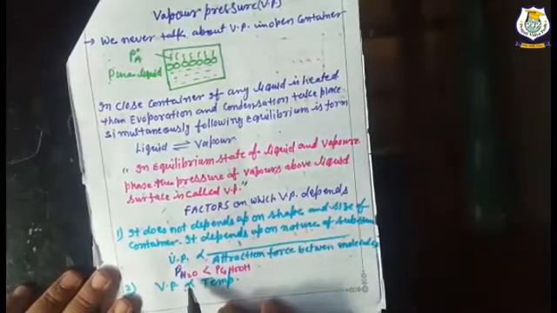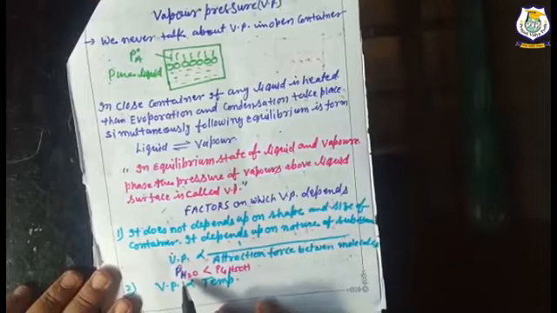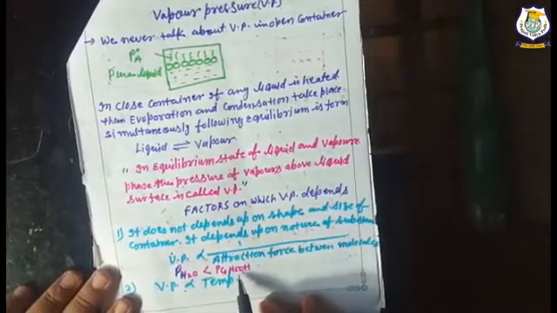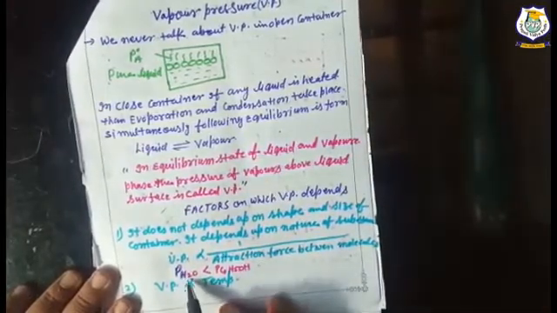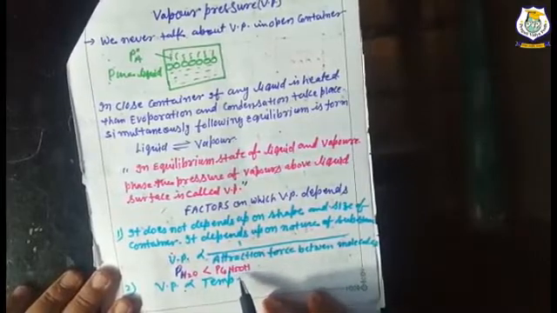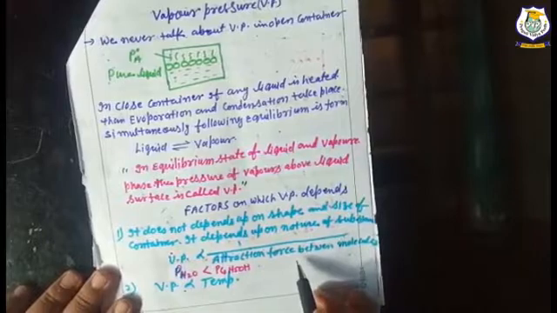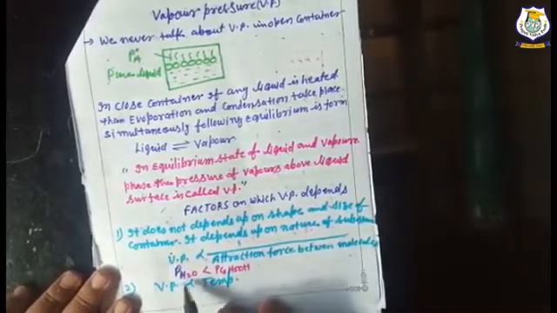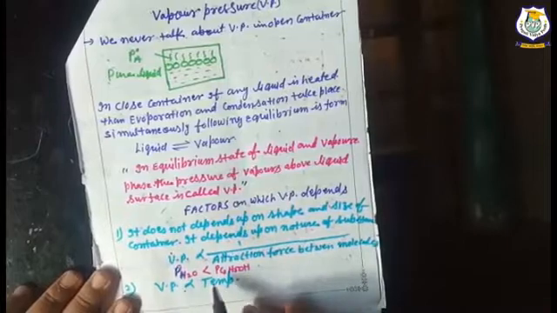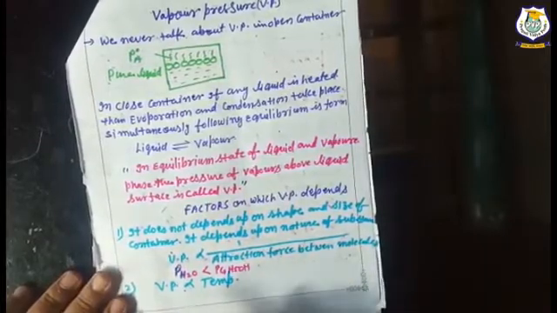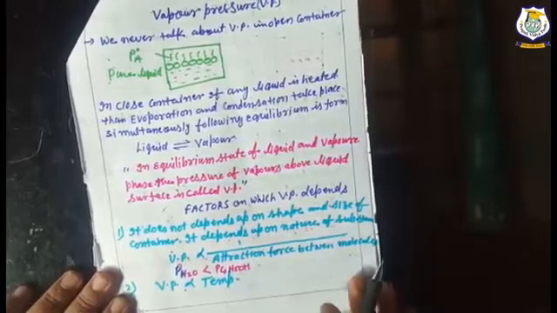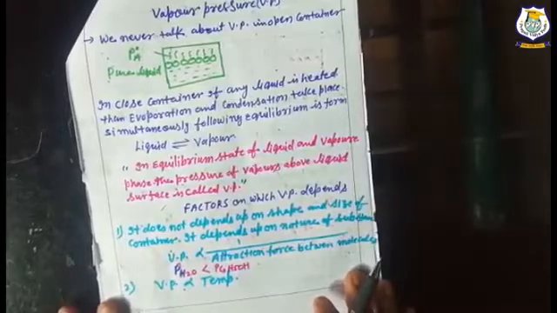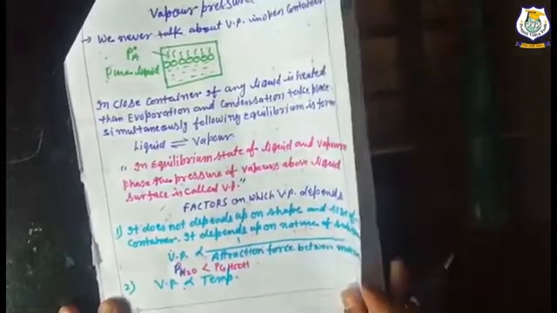In the case of water and ethyl alcohol, the vapor pressure of water is less than that of ethyl alcohol, because one water molecule associates with 4 hydrogen bonds, but in ethyl alcohol only 1 hydrogen bond is present in one molecule. Due to that reason, the vapor pressure of water is less than the vapor pressure of ethyl alcohol. Another factor is that the vapor pressure of any liquid is directly proportional to temperature. That means on increasing the temperature, the formation of vapor increases, so the vapor pressure also increases.